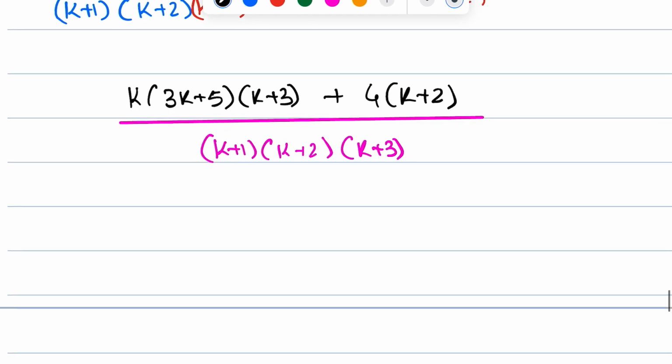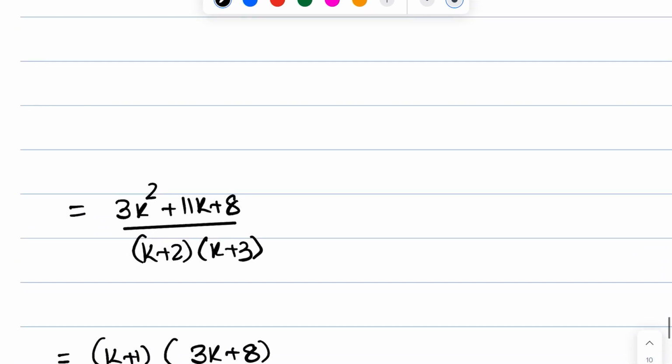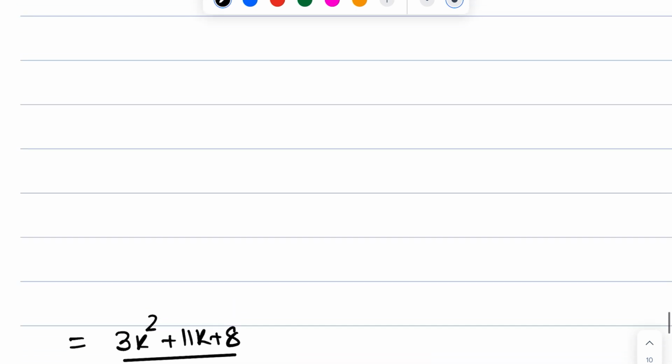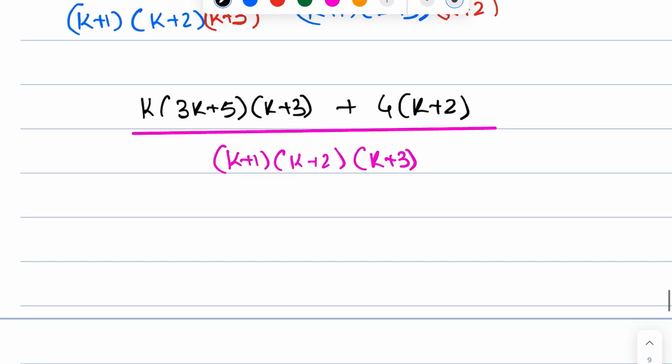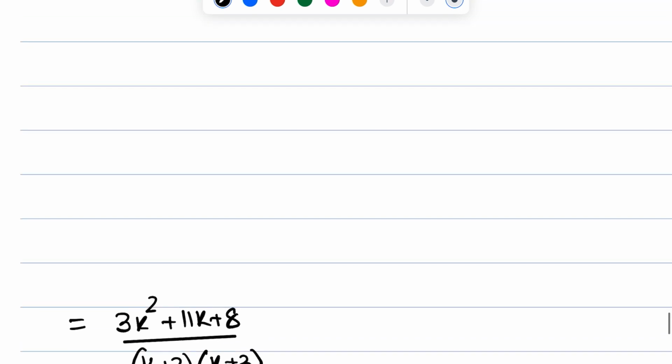Now I have to simplify this one further and see that I have only k plus 2 times k plus 3 in the denominator. Means k plus 1 is getting cancelled. This k plus 1 term in the denominator is an extra that should be getting cancelled. And after getting cancelled, I should be left over with 3k square plus 11k plus 8.